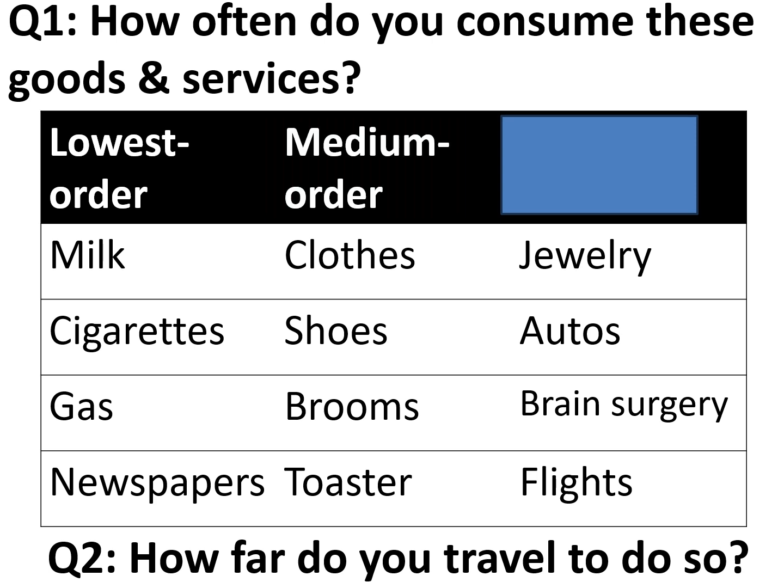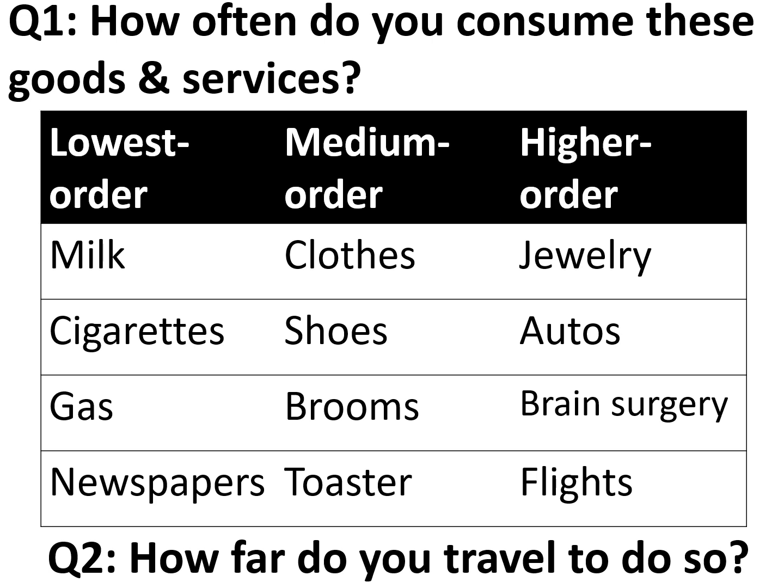Then there are medium order goods, like clothes, shoes, brooms, and toasters. So these are things that you consume less frequently, so that you purchase these less frequently. And they might wear out, but you'll usually get a year or more out of these. The last category, the way I'm divvying this up, are higher order goods and services. So we've got lowest order, medium order, higher order.